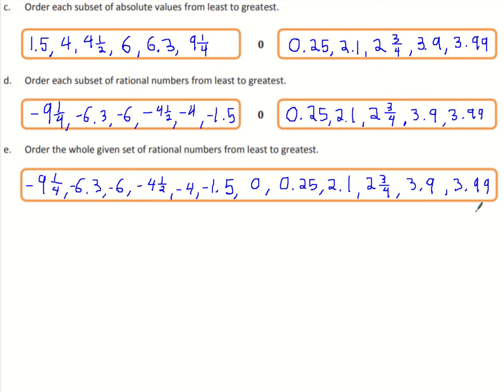Now, of course, do I expect us to do that entire sequence of steps every single time we want to order a set from least to greatest? No, it's not always necessary. But could you do it every single time? Of course, because it will always work. As we get more proficient, we'll have to do this less and less.